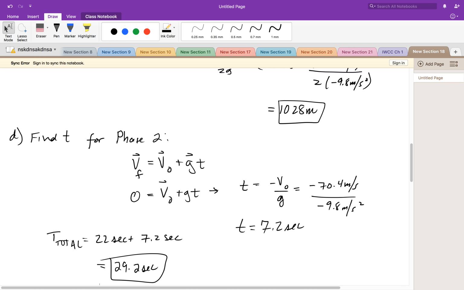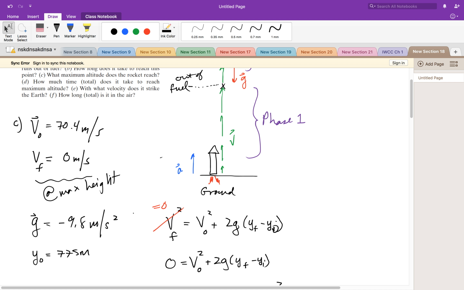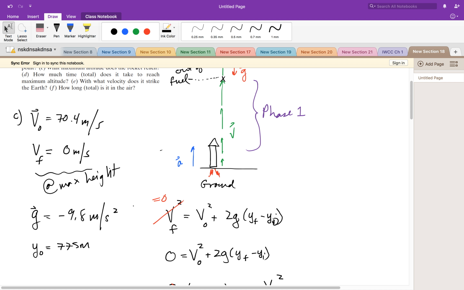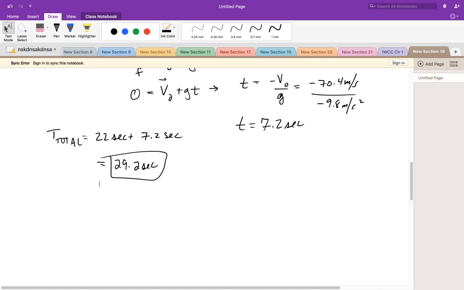Okay, almost done. Part E, what's the velocity with which it strikes the Earth? So now, for phase 3, I guess you could call this, we're starting at maximum height, right? So we can sort of think of this a number of different ways. Since we're starting at max height, now this is for basically the trip down. So we've reached our maximum height. What was our final velocity for phase 2 is now our initial velocity for phase 3. That's 0.